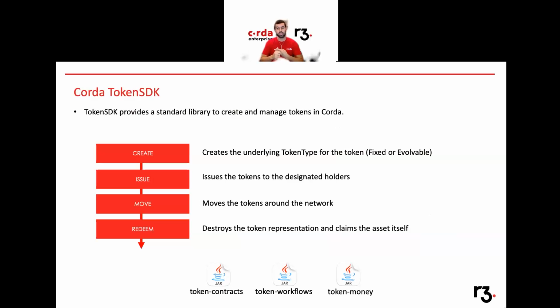Issuing the token issues the tokens to the designated holders. Moving the tokens moves them around the network. Again, you're moving the token, not the underlying asset. And redeeming destroys the token representation and claims the asset itself. So for example, if the exchange has one share of a stock owned by the exchange, but I have purchased a token representing the share, I can take the token and sell the token to somebody else, and they can redeem it if they wanted to. They can redeem the token for the actual stock in order to have that stock be owned by them and not the exchange within this theoretical Corda network.